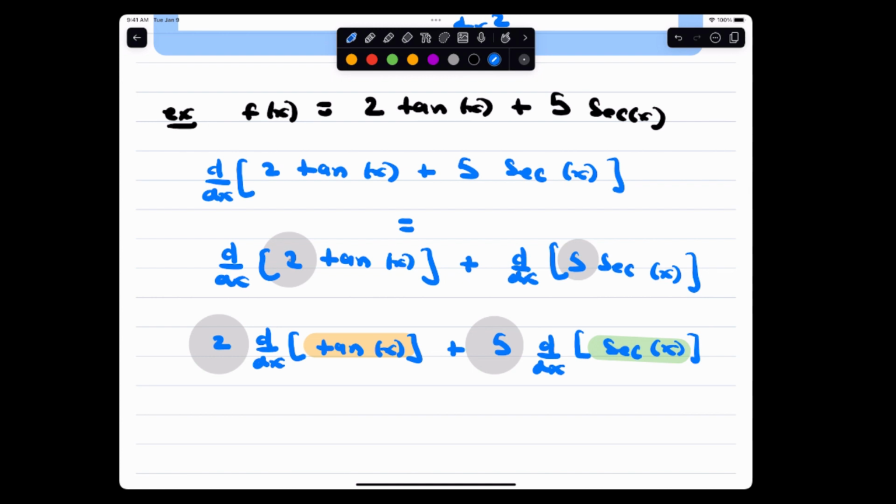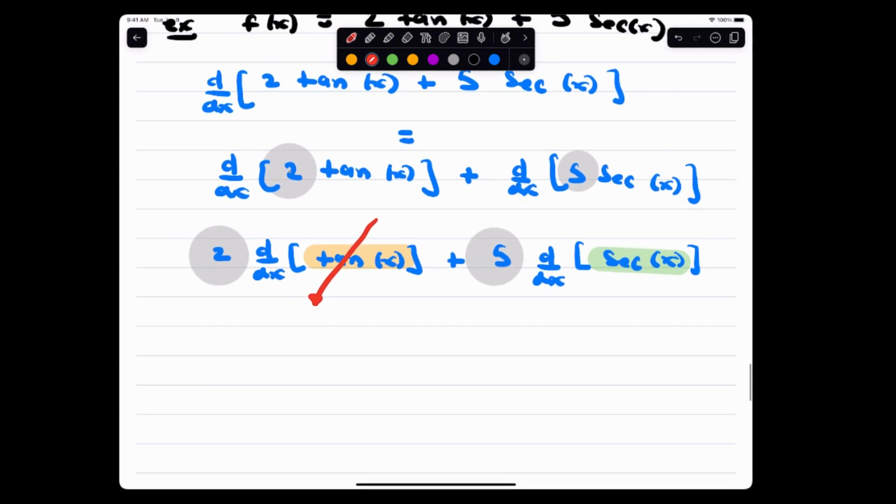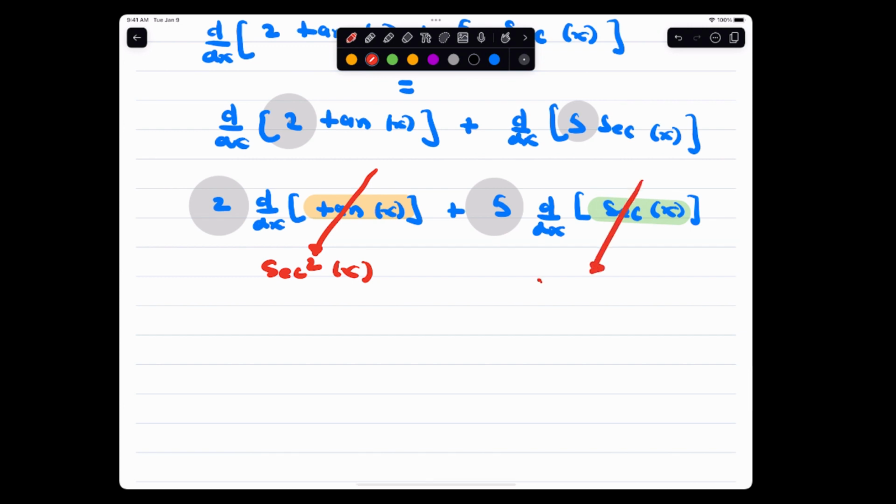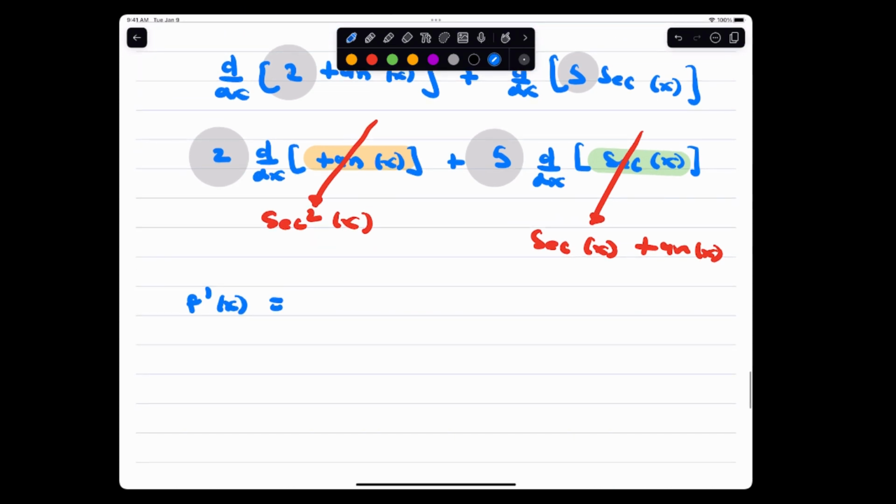You just did notation. Okay, so what's the derivative of tangent? Do you guys know that? We just learned that today. That's secant squared. This is why I say you want to know these like you know your name. Secant squared. What's the derivative of secant? Okay. So your derivative now becomes 2 secant squared plus 5 secant tangent.